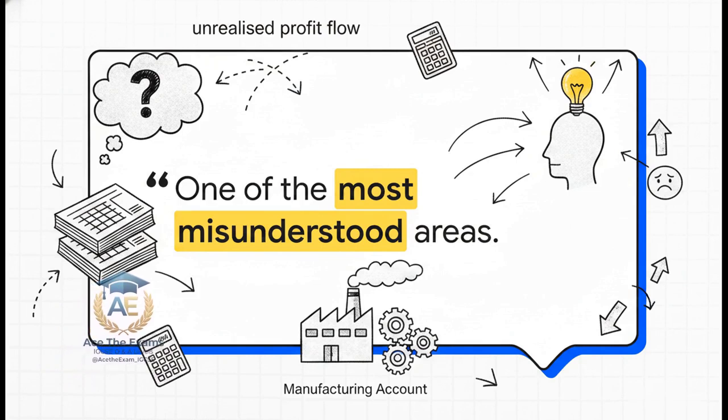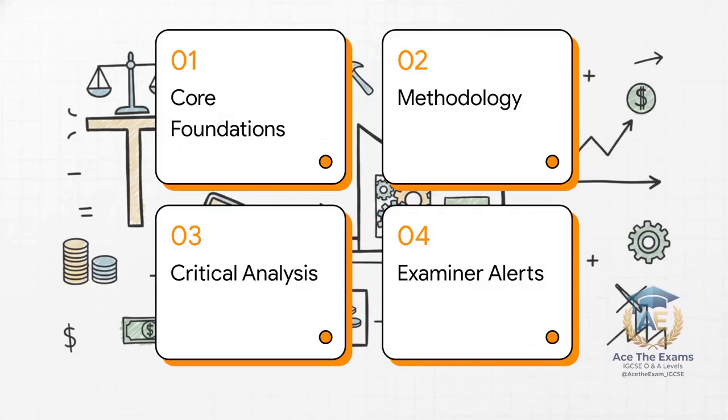If you've been struggling to grasp exactly how unrealized profit flows through your ledgers, or why we even bother charging a factory markup in the first place, take a deep breath. Your struggle is incredibly common, and it is completely validated by the people writing the test. But today, we are going to dismantle that confusion piece by piece by looking at exactly what they want to see on that page.